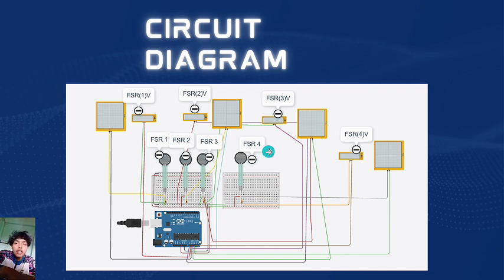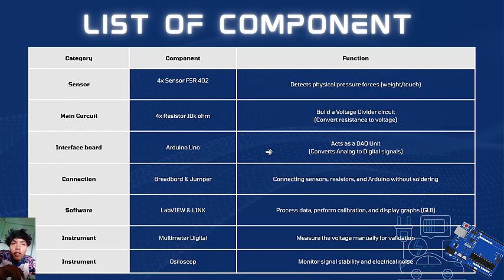Next, the list of components. To build the system, we utilize the following components: 4 FSR 402 sensors. These are used to detect physical pressure or force such as weight or torque.